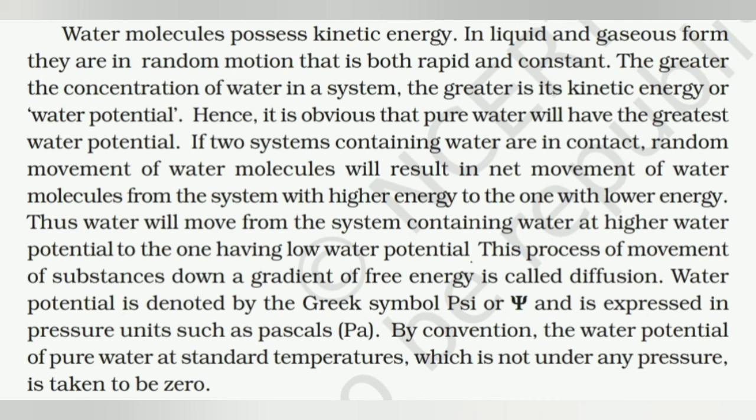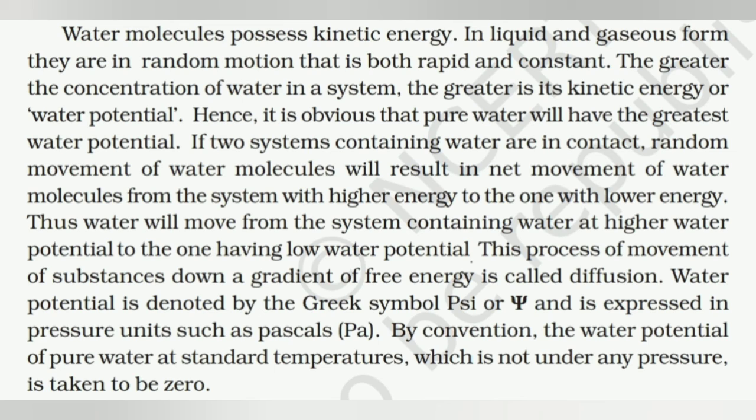If two systems containing water are in contact, random movement of water molecules will result in net movement of water from the system with higher energy to the one with lower energy. Water will move from the system containing water at higher water potential to one having lower water potential. This process down a gradient is dependent on the free energy and is called diffusion of water. Water potential is denoted by the Greek symbol psi and expressed in pressure units such as Pascal.